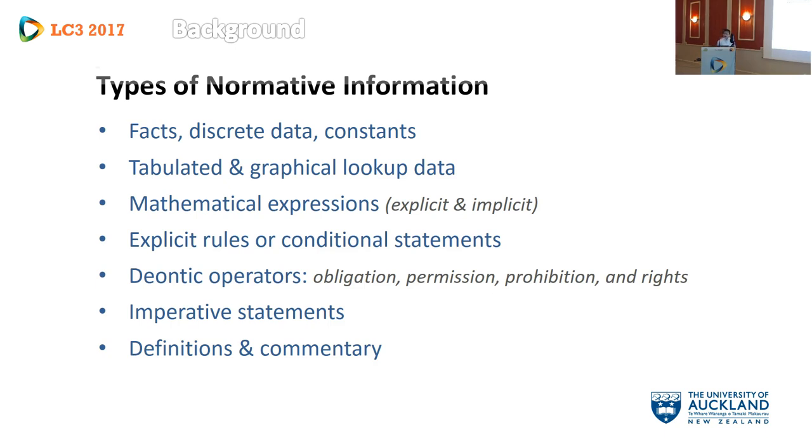We also have explicit rules. Similarly, some are explicit rules, some embedded in the text. And we also have the deontic operators. This is specific to the legal domain. We have obligation text that states the obligation, permissions, prohibitions, penalties, etc. And we have imperative statements, things that we must do or shall do. And then there are some definitions and commentary. These are all the types of normative information we're talking about.